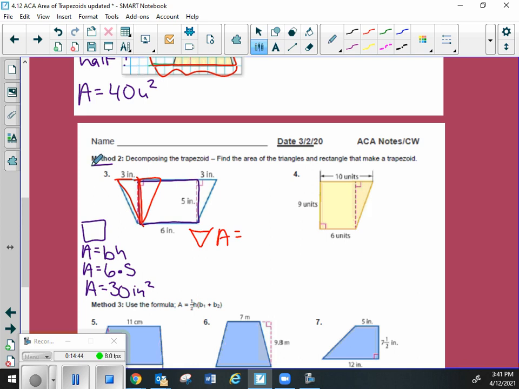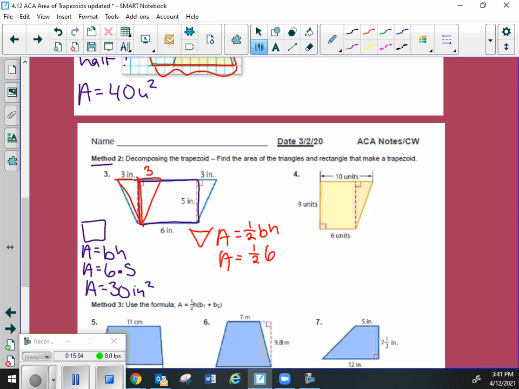Very good. Either one is fine. I'm going to do the one that's on the start part. 1/2 BH. Substitute in my values. A equals 1/2. The base, be careful. What is the whole base length? How did you get 6? Okay, on both sides. Very good. So that's going to be 6.